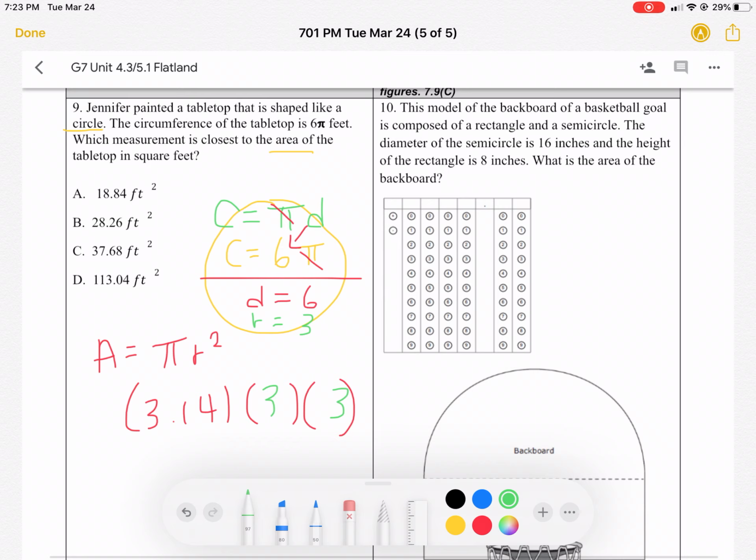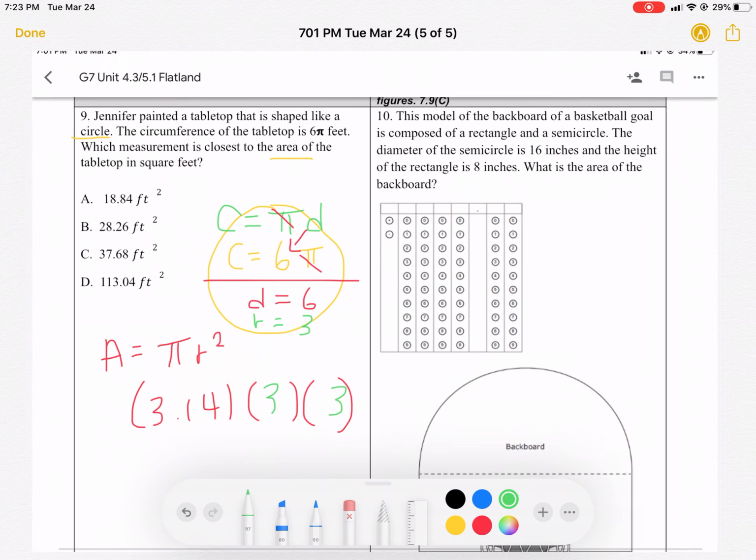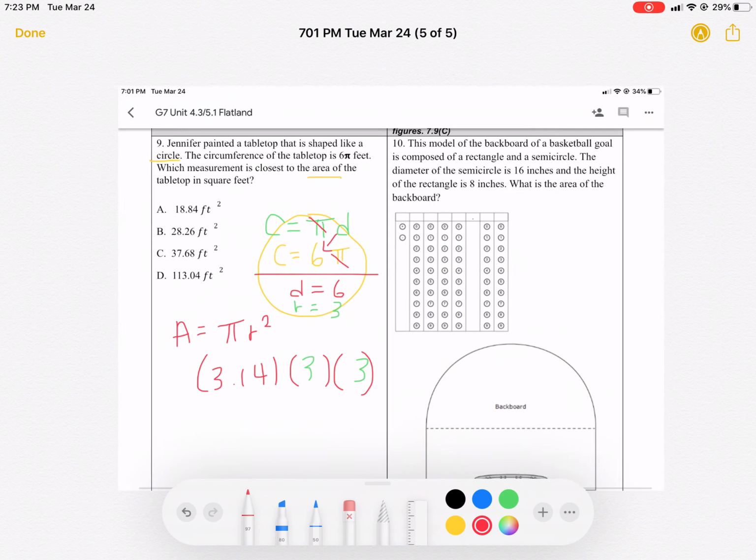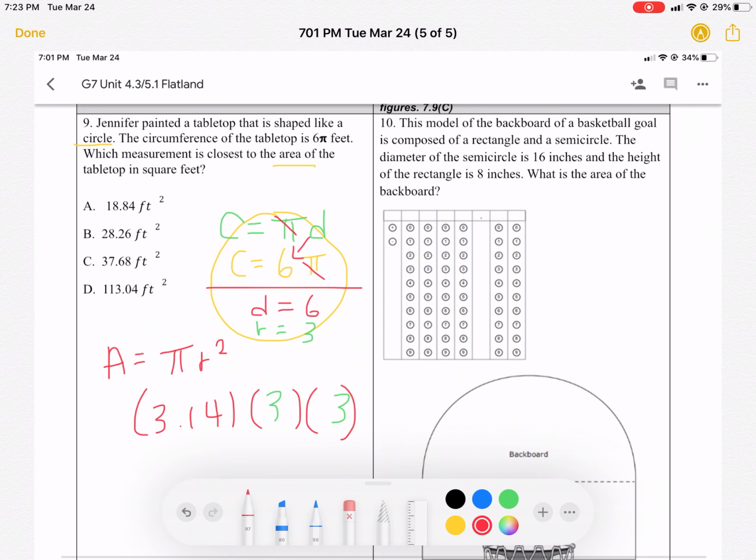Last one, okay? It says this model of the backboard of a basketball goal is composed of a rectangle and a semicircle. The diameter of the semicircle is 16 inches and the height of the rectangle is 8 inches. What is the area of the backboard? Okay, so I need to find the area of this whole thing. I'm gonna find the area of the semicircle first.